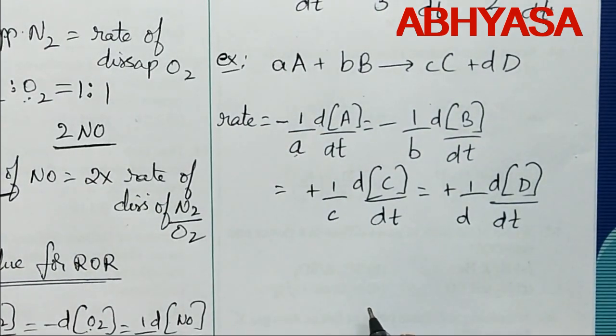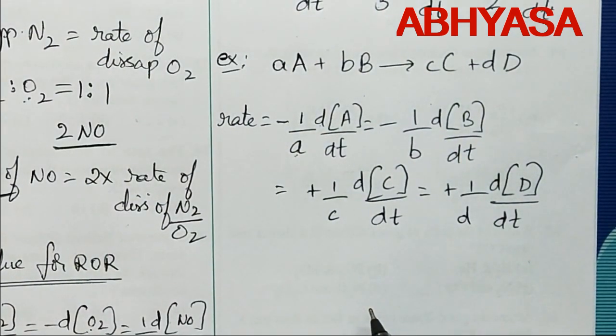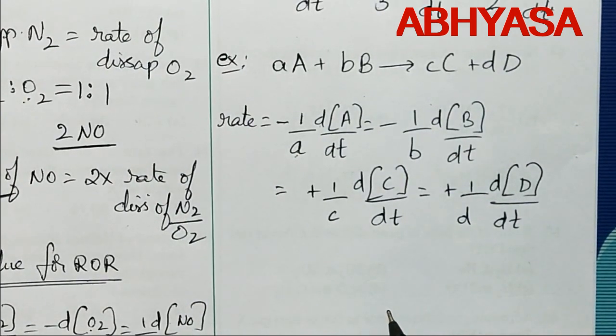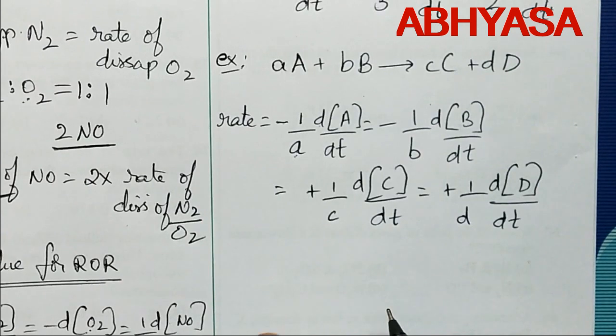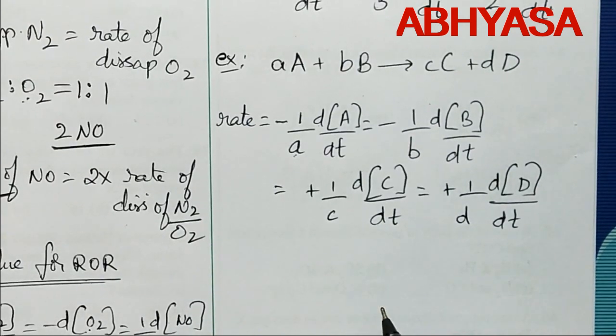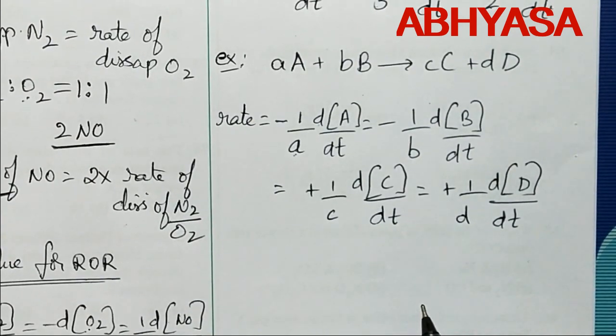So this is how we'll be writing the rate of reaction in terms of a specific reactant or product, or the overall rate of reaction. So you need to learn this one clearly, then only we can apply this particular concept for solving numericals. In the next video, let us understand how to calculate the average rate as well as the instantaneous rate.